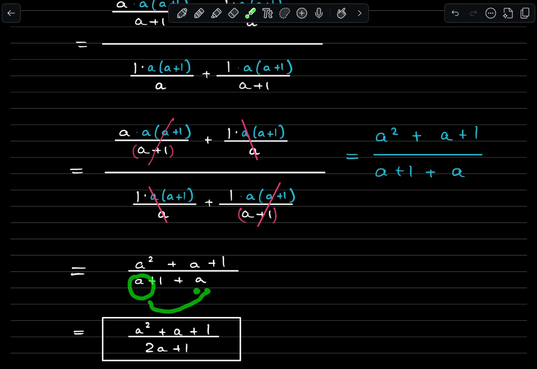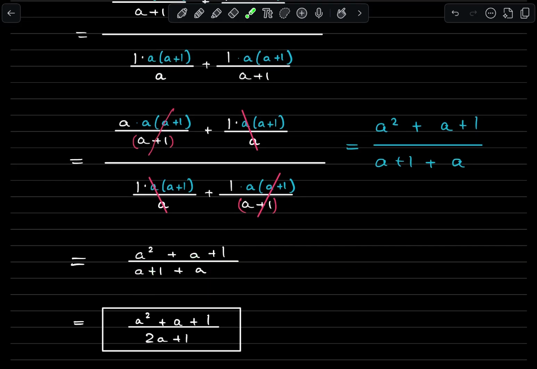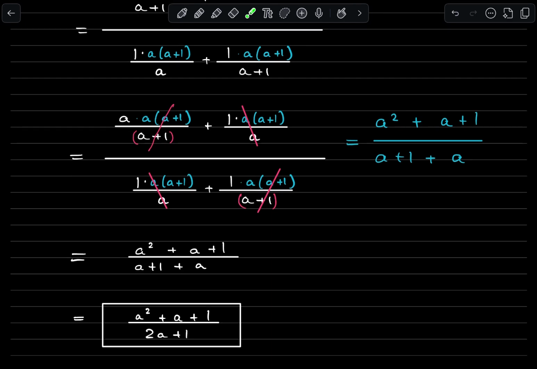Just go ahead and combine these two a's, and we get 2a plus 1 in the bottom. So a squared plus a plus 1 over 2a plus 1. That's our complex fractions. All right, that's a wrap on R7.